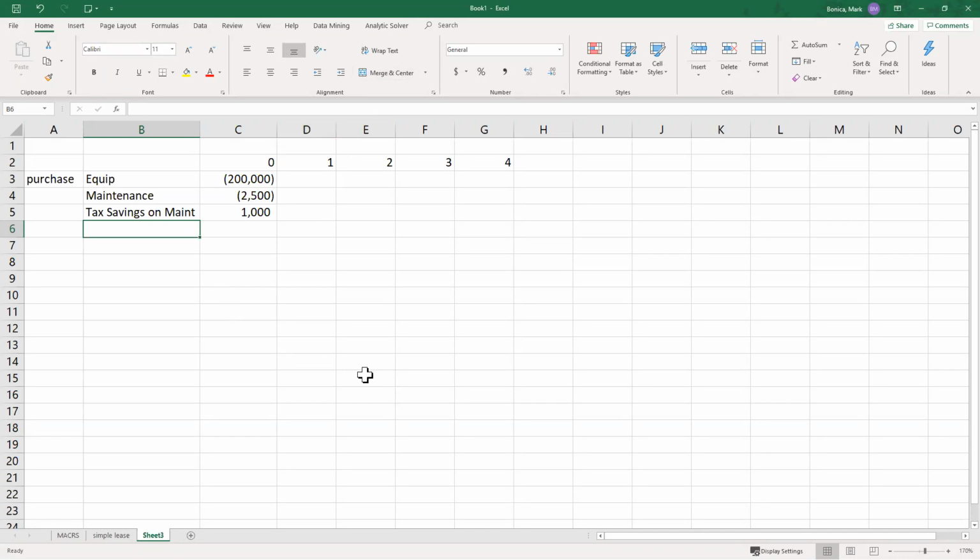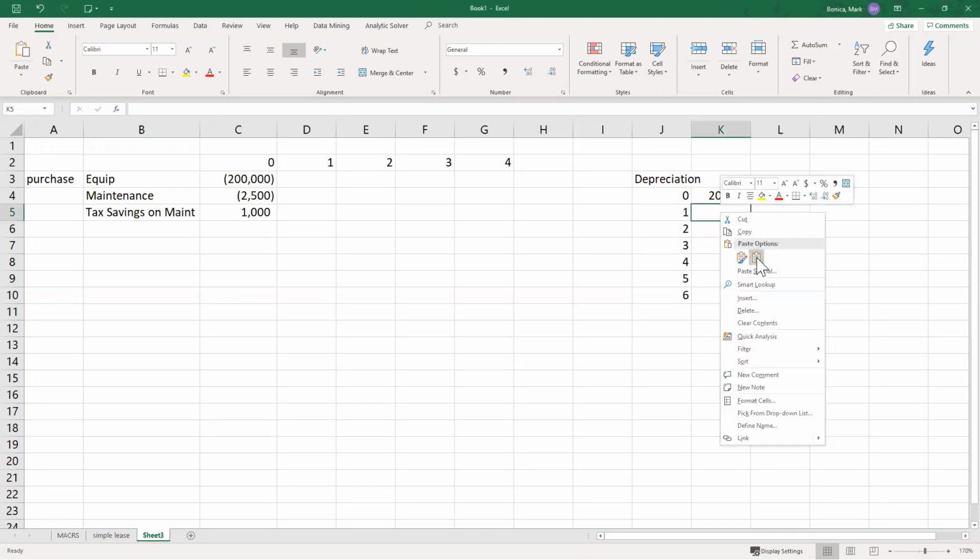Now, let's go over here and do a depreciation schedule at time 0, 1, 2, 3, 4, 5, and 6. So we have a purchase of the equipment of $200,000. Then we're going to apply MACRS. So I'm just going to copy this out of the table that I gave you guys. Hopefully this will work.